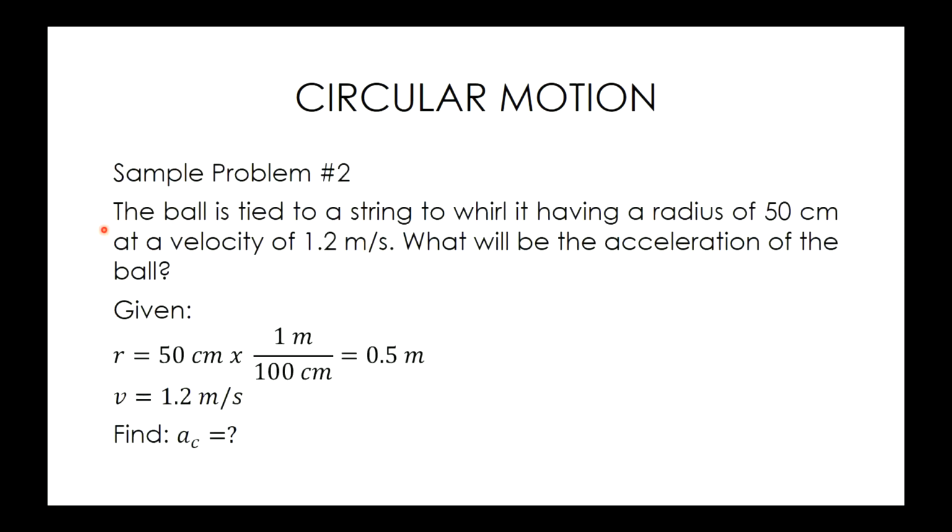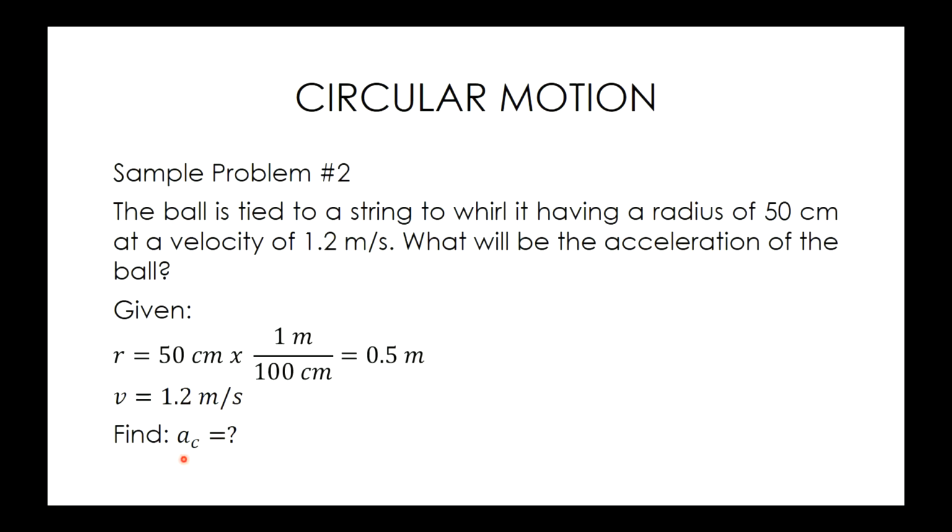Next, the ball is tied to a string to whirl it having a radius of 50 centimeters at a velocity of 1.2 meters per second. What will be the acceleration of the ball? So we have the radius of the circular path, 50 cm, but let's convert it to meters para magkaroon tayo ng uniform units, uniform na paggamit ng units. So 50 cm times 1 meter ay merong 100 cm. So, cancel out yung cm. Then, 50 over 100 is 0.5 meters. Next, we also have the velocity which is 1.2 meters per second.